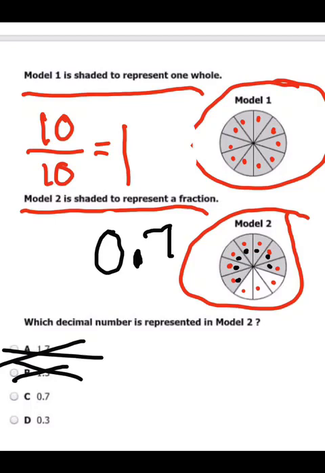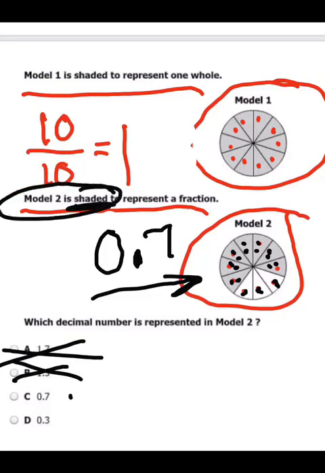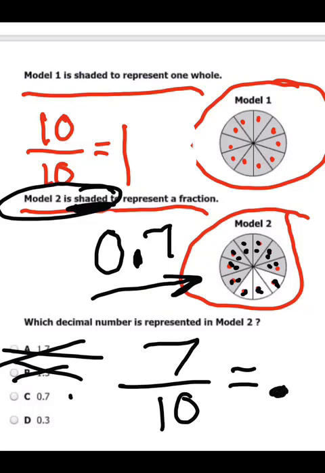C says 7/10. Well, we saw up here that we labeled Model 2 as 7/10 because 1, 2, 3, 4, 5, 6, 7 out of 10 are shaded in. That looks like it's correct. Now let's check D. D says 3/10. Well, Model 2 has 3/10 that are not shaded in, but this says Model 2 is shaded to represent a fraction. So we're looking at the shaded pieces, which means we have 7 out of 10, which equals 7/10, making our answer C.